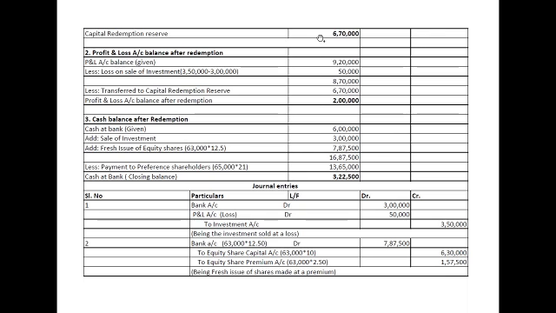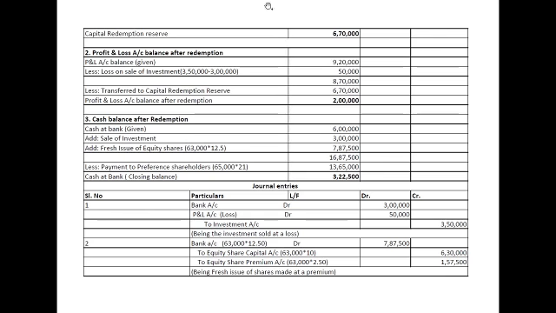The requirement of creation of capital redemption reserve arises when the company is issuing bonus shares, or when there is any reduction of capital. To balance that, there is a requirement of creation of capital redemption reserve.